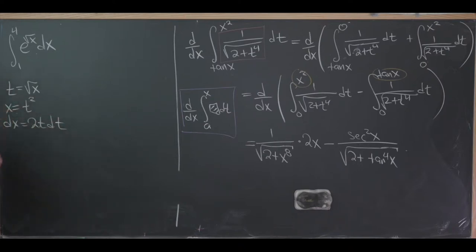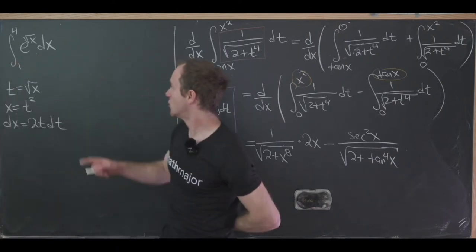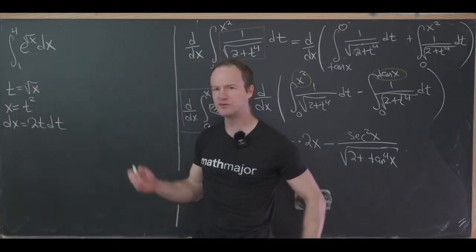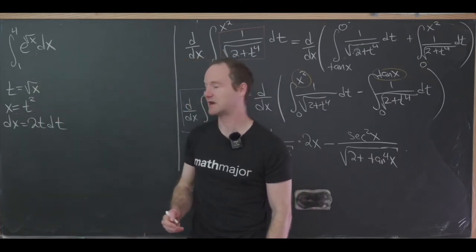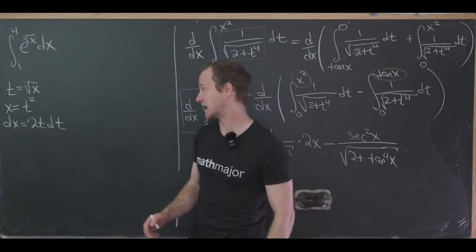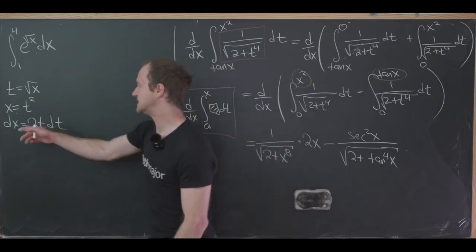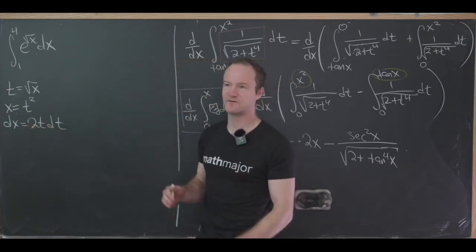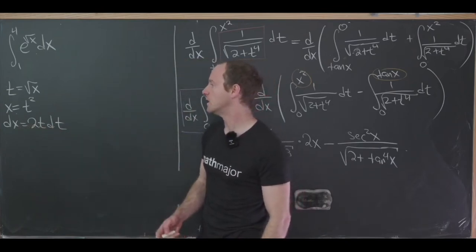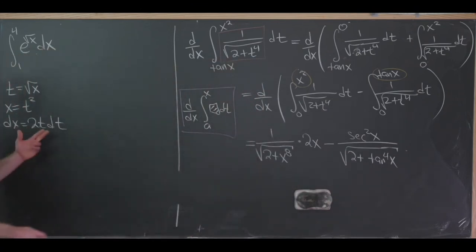The reason I solved for x here is because once I make this substitution, t equals the square root of x, I've used up all of my x's inside of the integral. So I can't pick off the remaining x's by calculating dt in terms of x. So that means I need to flip around my substitution, kind of solve for the other term. Okay, then let's maybe keep going here.